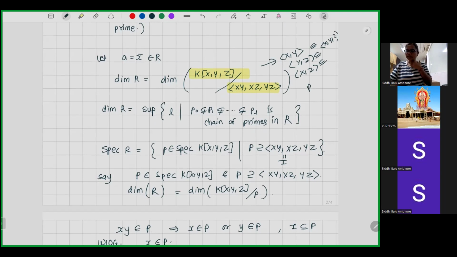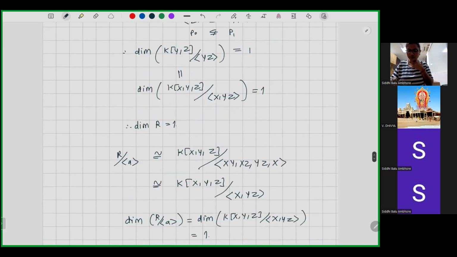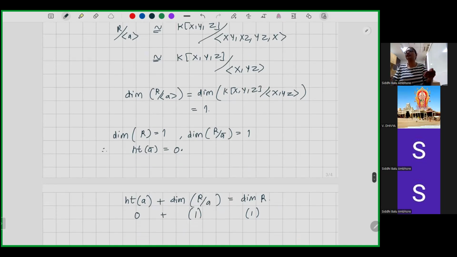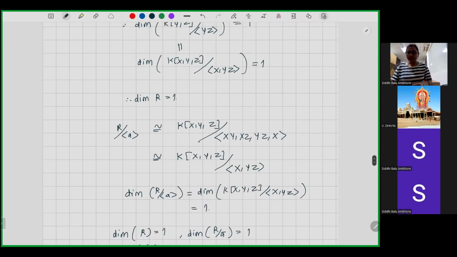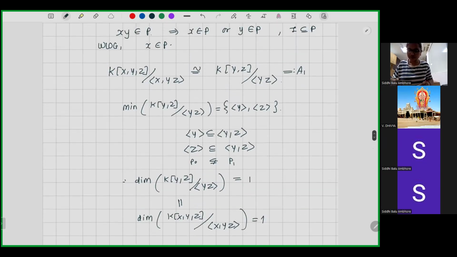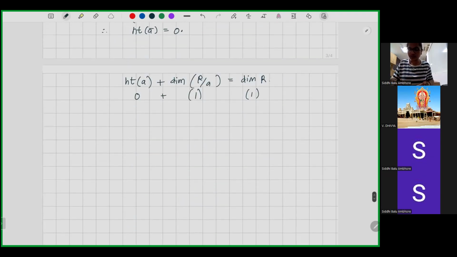Okay, so height here is 1. And again, when I go mod this x, R mod x, to check the height of this element x here, I end up getting this ring when I quotient it, and height of which is again 1. So that's why directly height of A is 0, and dimension of this R mod A, this ring here, is 1, and dimension of R is 1. So that's why height becomes 0.